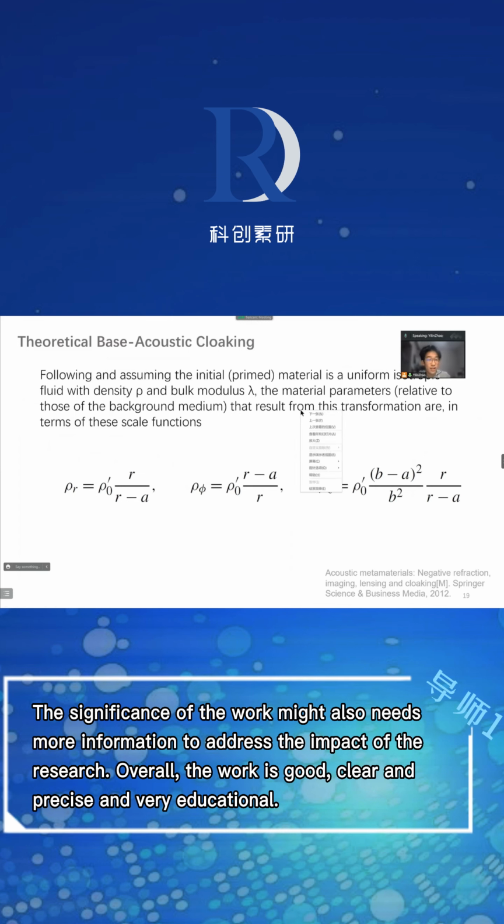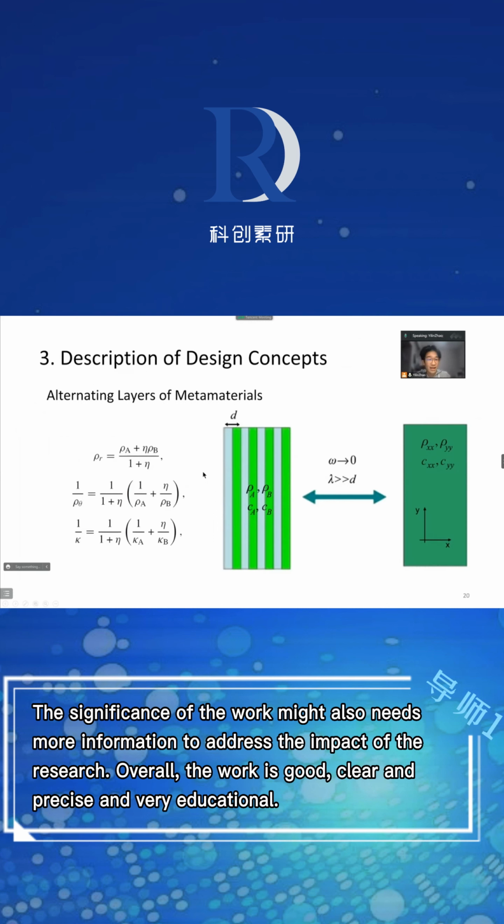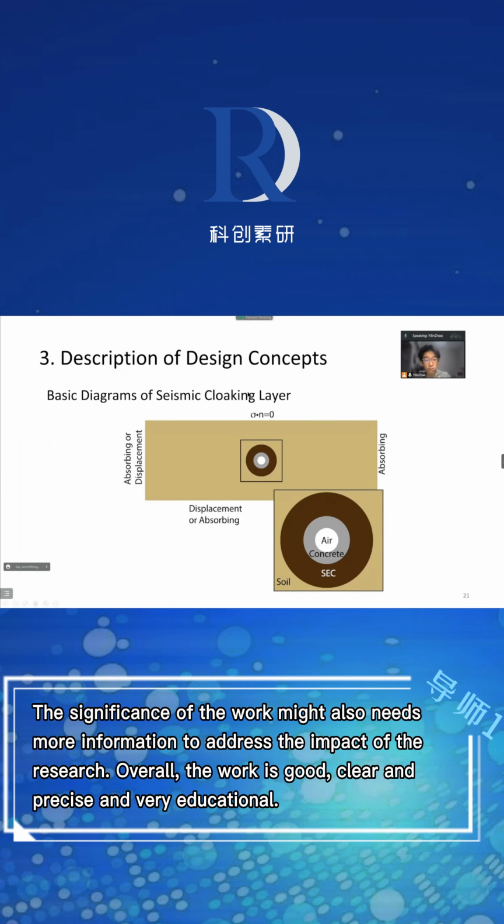And how is this related with the metamaterial, with exactly the alternating layer of metamaterial? It has a formula here. We know rho r, we know rho phi, and we know k, which is another symbol for bulk modulus. And we also know eta. Eta is 0.5 in this case because it means the thickness of material A divided by the thickness of material A and B altogether. So we can calculate rho A, rho B, Ka, and Kb.